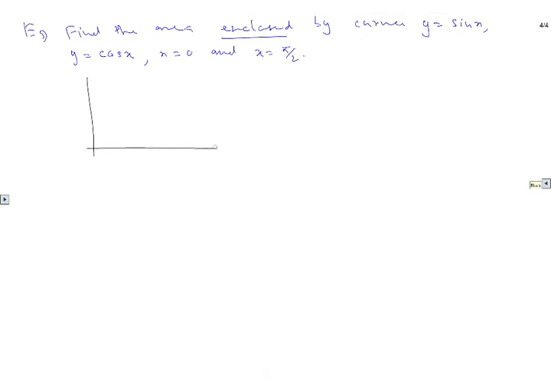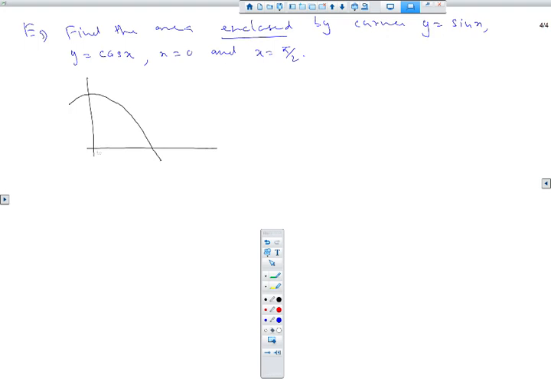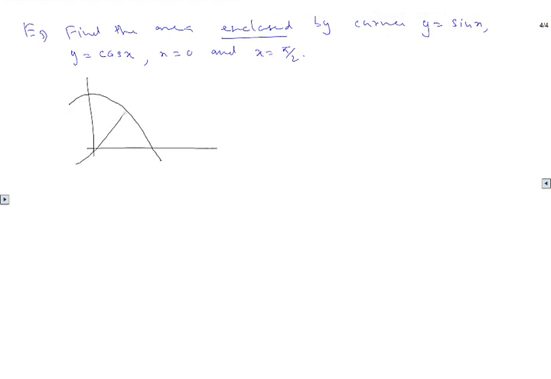We need to go up to pi over 2. If you look at the cosine graph, it's going to go like that, and the sine graph is going to go like that. So that is pi over 2, and this is 0. This is y equals cosine x, starting at 1. This is y equals sin x.